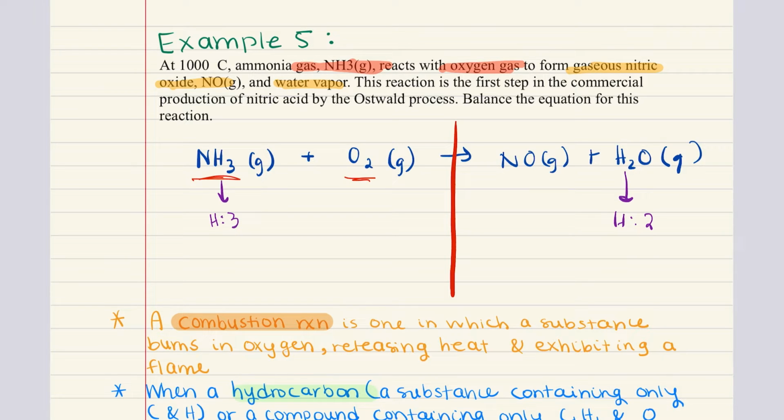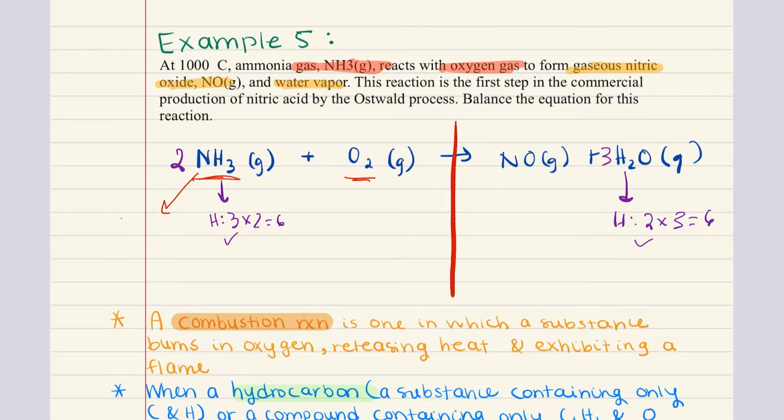So we're trying to find a common multiple here, the smallest common multiple, and see what coefficients we can add in front of these two to make them equal. 6 is a common multiple, so we can add a 2 right here, and that gives us 6 hydrogens. And we can add a 3 right here, which also gives us 6 hydrogens. So the hydrogens are now balanced. Wonderful. Now let's do nitrogen next.